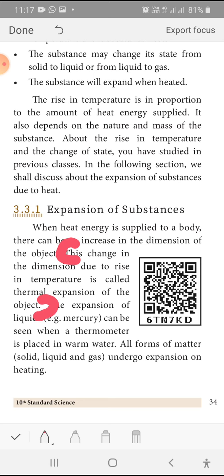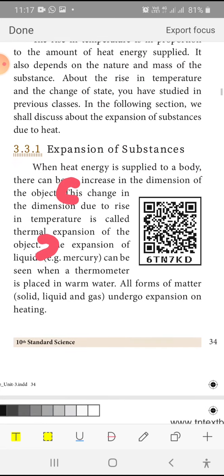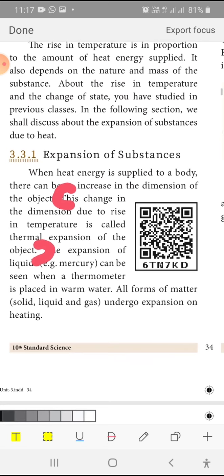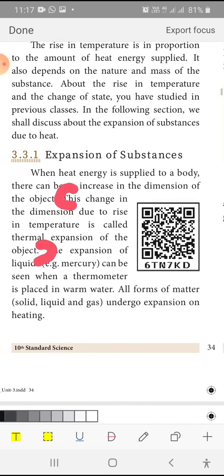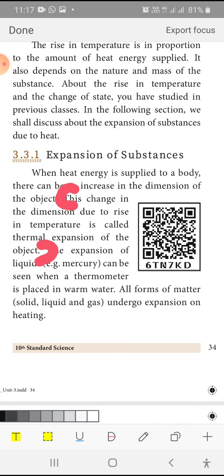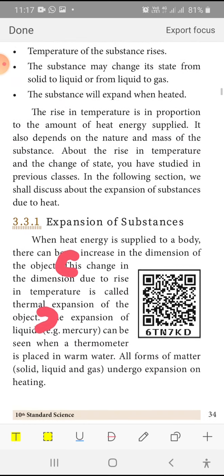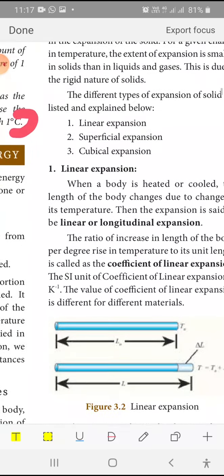What is thermal expansion? Change in dimension due to rise in temperature is called thermal expansion. That is, expansion of a liquid can be seen when a thermometer is placed in warm water. For example, for fever checking, we use thermal expansion with a thermometer. When a thermometer is placed in warm water, you can see the expansion of mercury, that is, the liquid inside the thermometer.